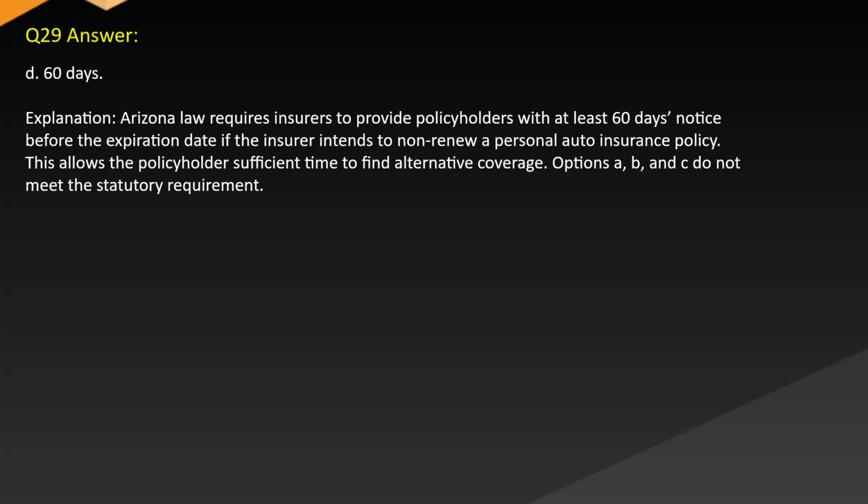Answer D. 60 days. Explanation. Arizona law requires insurers to provide policyholders with at least 60 days notice before the expiration date if the insurer intends to non-renew a personal auto insurance policy. This allows the policyholder sufficient time to find alternative coverage. Options A, B, and C do not meet the statutory requirement.